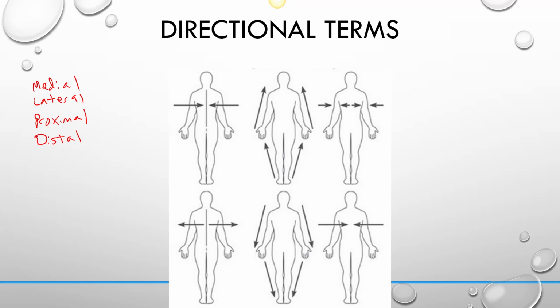Next set of terms, we have toward the surface of the body. That's known as superficial. And then we have deeper inside. That's known as deep. The brain is deep to the skull. The skin is superficial to every organ in the body.